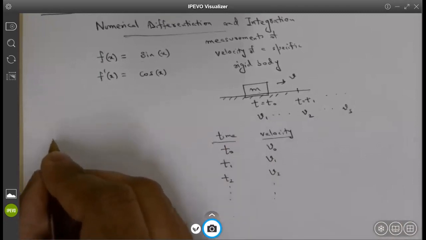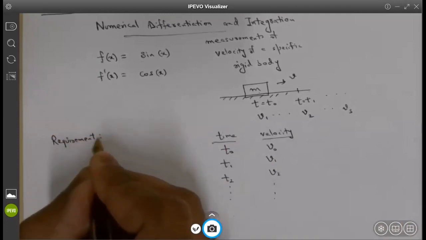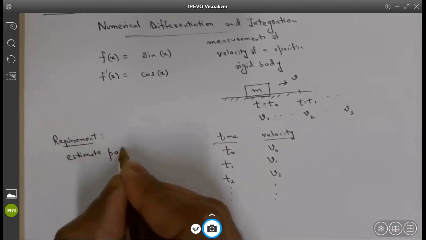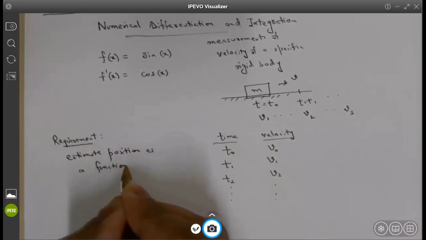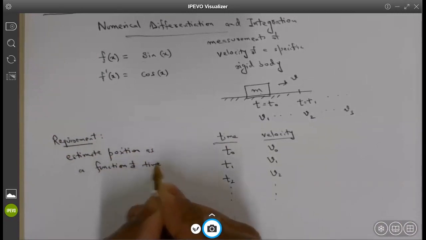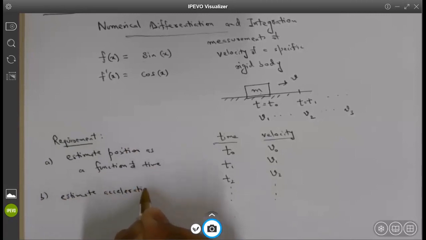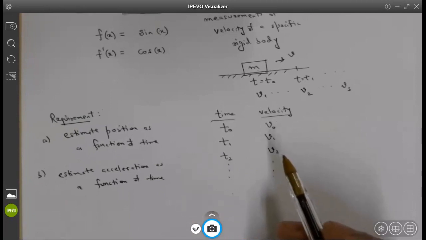So the requirement is: A, estimate position as a function of time, and B, estimate acceleration as a function of time. For the position, I think you were mentioning taking the velocity as a function and integrating with respect to time, right?